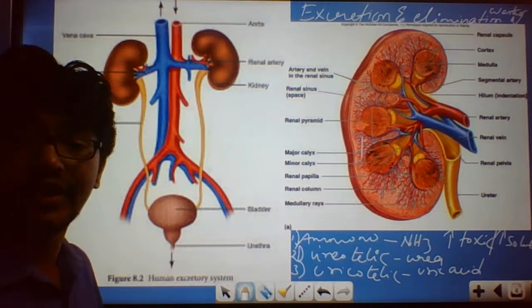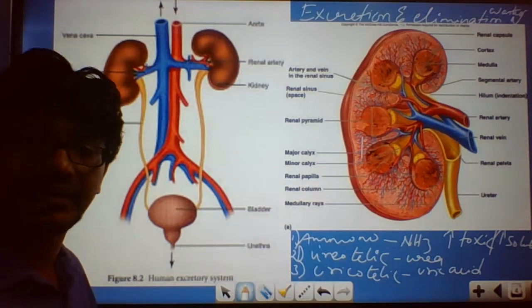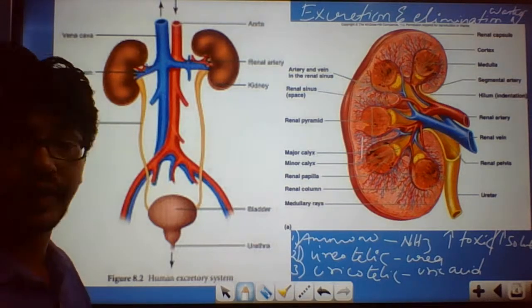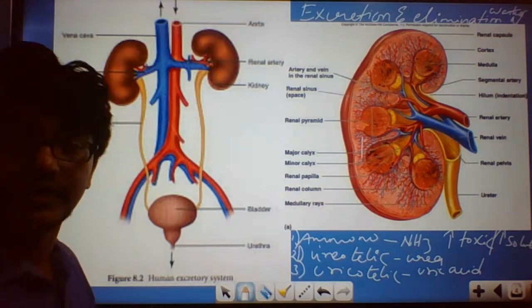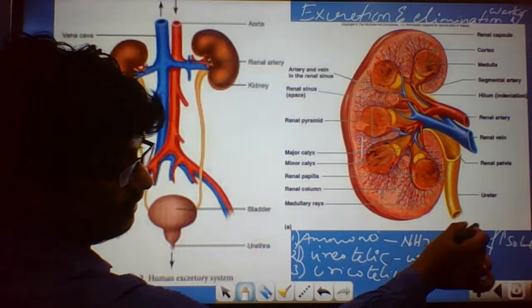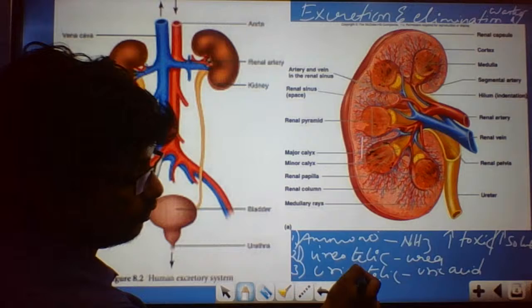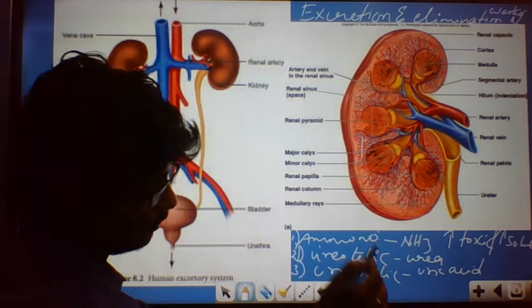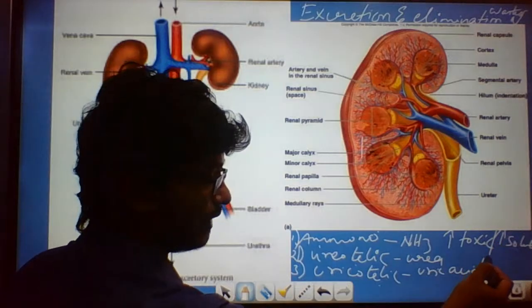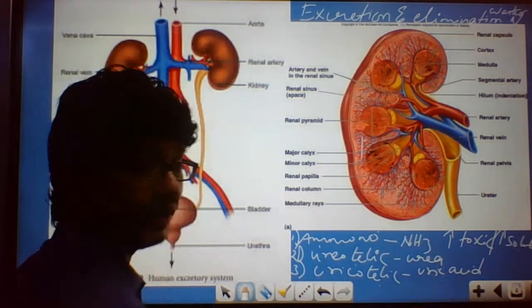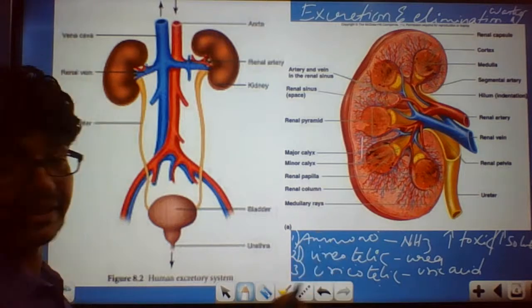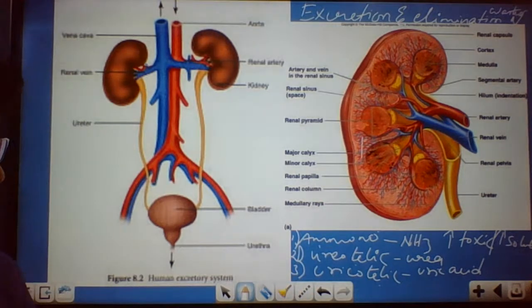This is the habitat of terrestrial organisms. For terrestrial organisms like us, mammals, it's not possible because ammonia requires plenty of water for solubility. So ammonia is highly toxic and highly soluble. Ureotelic is less toxic and uricotelic is the least toxic. In solubility, ammonia is highly soluble, urea is moderate, and uric acid is less soluble or may not be soluble in water. So this is about ammonotelic, ureotelic and uricotelic.